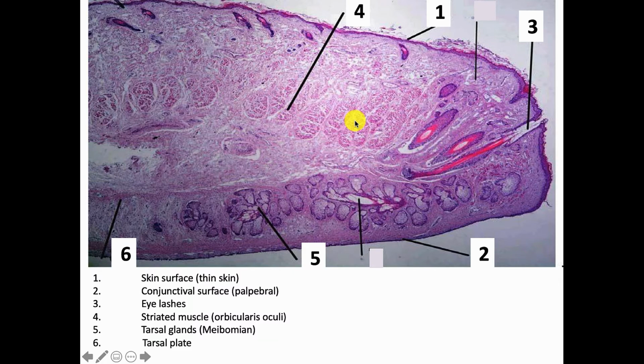Actually, we have 2 muscles in the eyelid, the orbicularis oculi for facial expression and levator palpebrae to open the lid, or to elevate the lid. Number 5 here, this is the tarsal gland, Meibomian gland, modified sebaceous glands. Any inflammation in this gland will lead to the formation of chalazion. Number 6, it is the dense connective tissue plate in which the Meibomian gland is present or embedded.